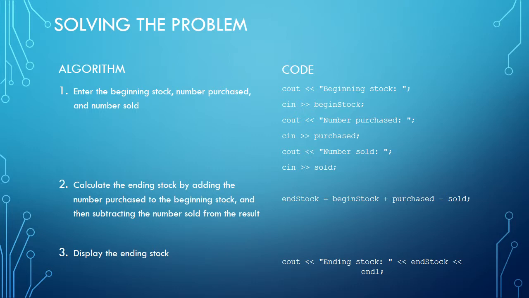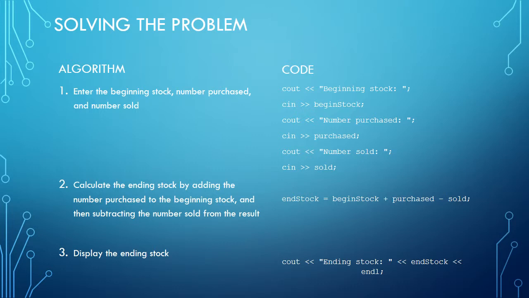Now we look at the algorithm that we're going to use. And again, the algorithm is nothing more than the step-by-step way in which we're going to solve this problem. If we look at our algorithm, we're going to enter the beginning stock, the number purchased, and the number sold. This input is going to be carried out by the person using our application, most likely the store clerk. If we look at our code on the right-hand side of this slide, you notice that we have the cout, less than, beginning stock. Again, these couts in this particular section of code are nothing more than our way of prompting the user to create some input.